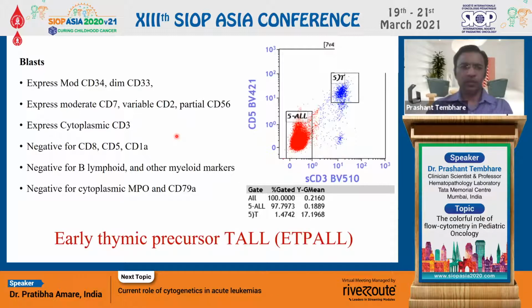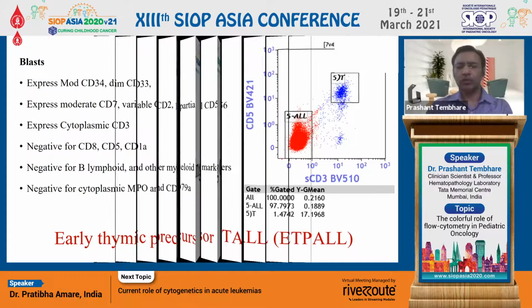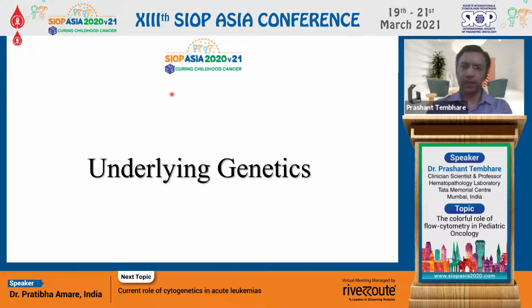early thymic precursor T-ALL, that is ETP-ALL, which is characterized by absence of markers like CD1A, CD5, and CD8, and expression of CD34 and myeloid antigens like CD13 or CD33. So this was an example of how we identified and confirmed the lineage of leukemia, and classified it further.